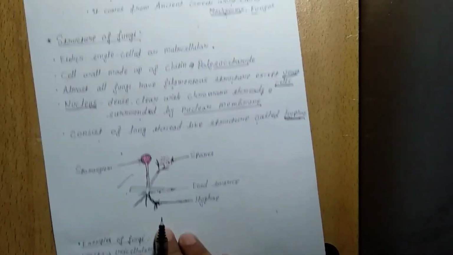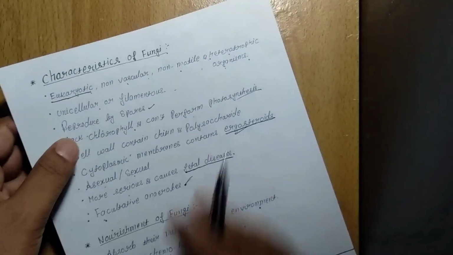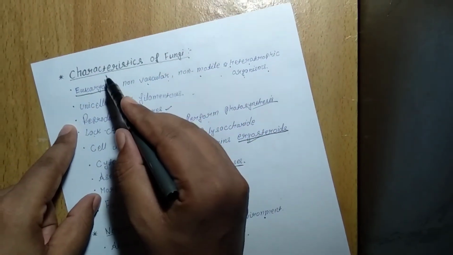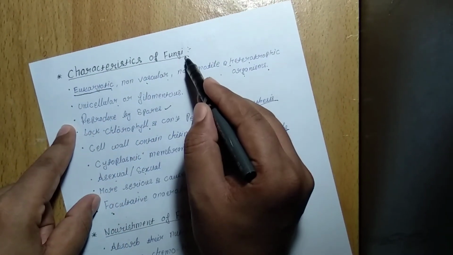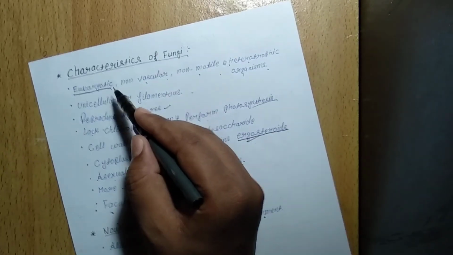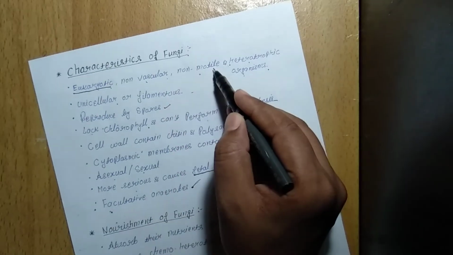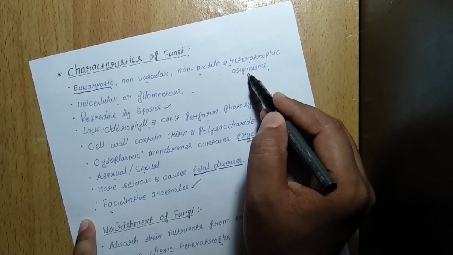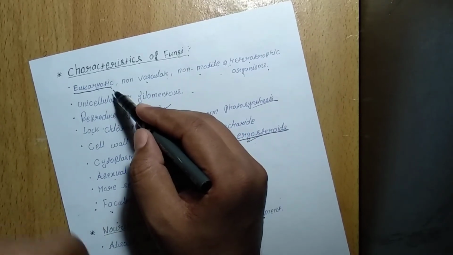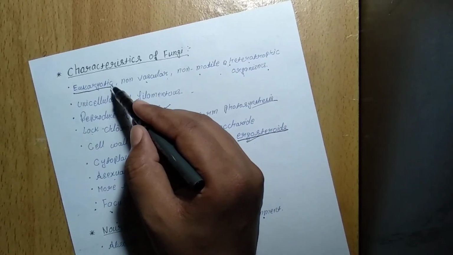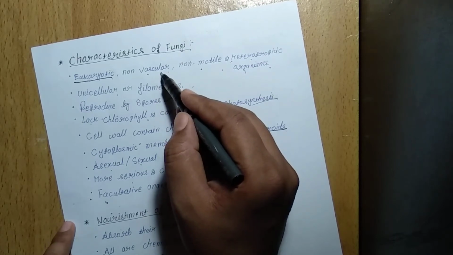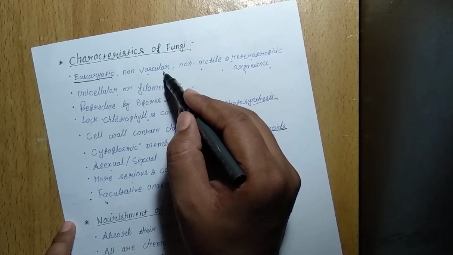Now I am going to shift to the next topic, characteristics of the fungi. Fungi are eukaryotic, non-vascular, non-motile and heterotrophic organisms. Eukaryotic means a true nucleus is present in the fungi. Non-vascular means the xylem and phloem are absent in the fungi.